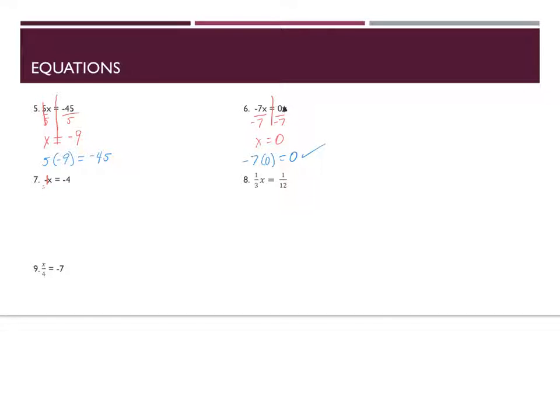To get x by itself, I'm going to divide by negative 1, the same as I did just a minute ago when I had to divide by negative 7. So negative divided by negative is positive. 1 divided by 1 is 1. X equals, on the right hand side, negative 4 divided by negative 1 is positive 4.